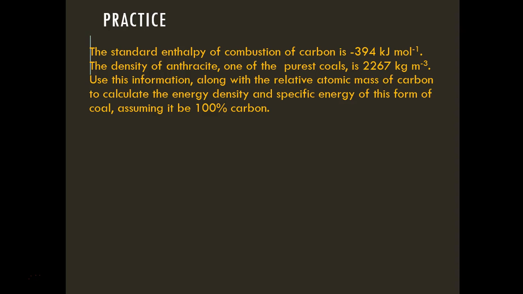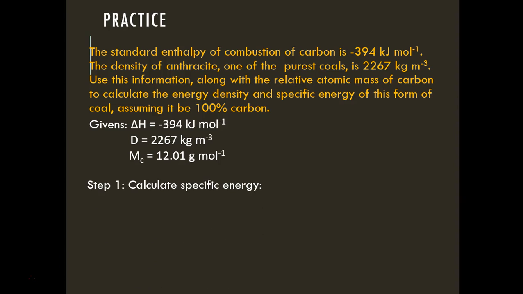All right, so the problem gives us everything we need to calculate these values. It gives us a delta H value, it gives us a density of the fuel, and we know that the molar mass of carbon is 12.01 grams per mole. So the first thing we're going to do is calculate the specific energy. To do that, we just divide the delta H value by the molar mass. When we do that, we get 32.8 kilojoules per gram.